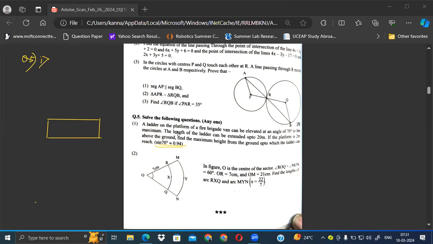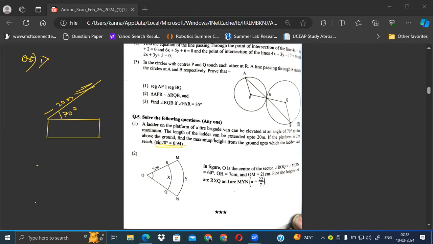A ladder on the platform of a fire brigade can be elevated to an angle of 70 degree at the maximum. Suppose this ladder is here. This ladder, maximum you can elevate it to an angle of 70 degree. More than 70 degree you cannot elevate it further. The length of the ladder can be 20 meters. The length of this is the ladder, children. The length of the ladder can be maximum 20 meter.